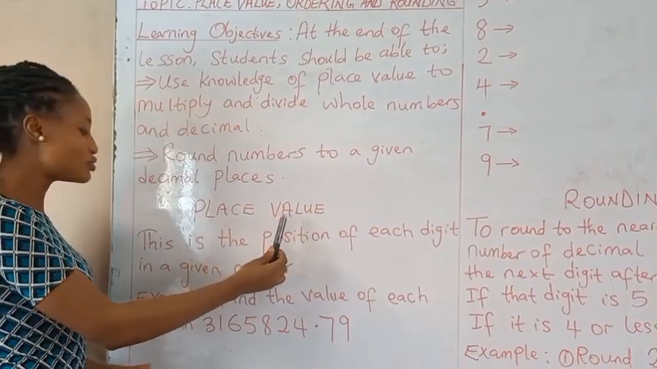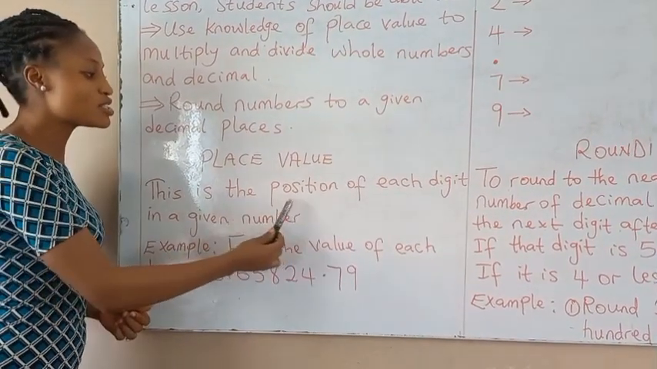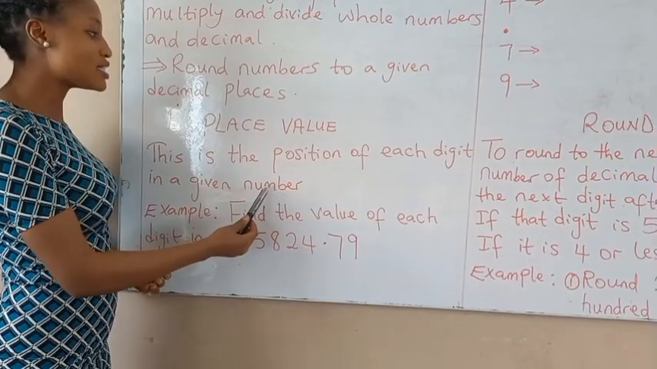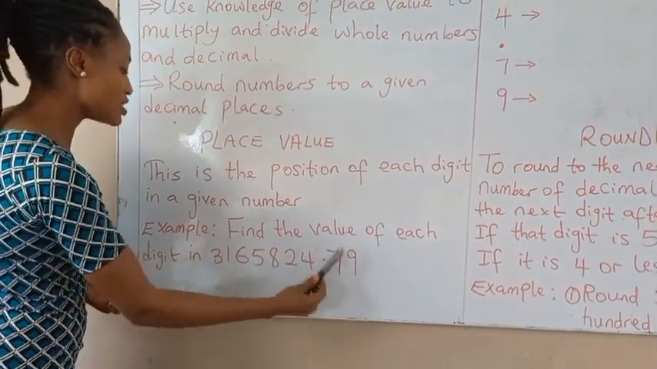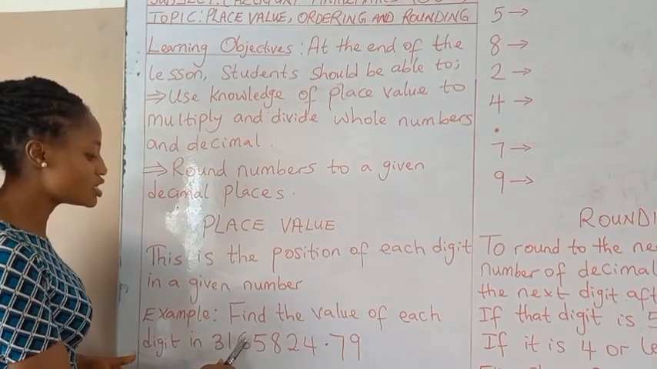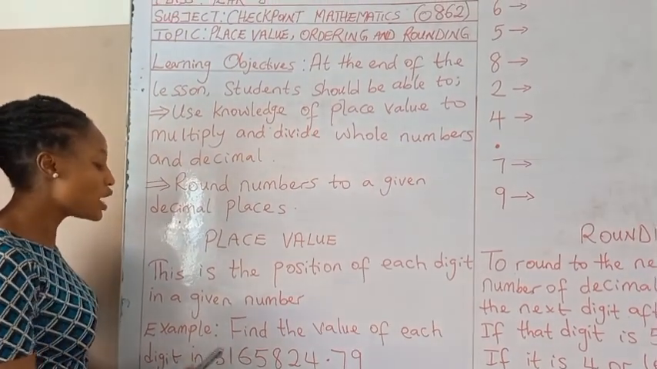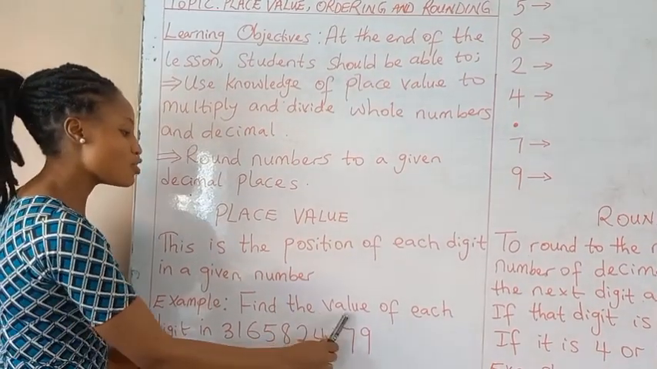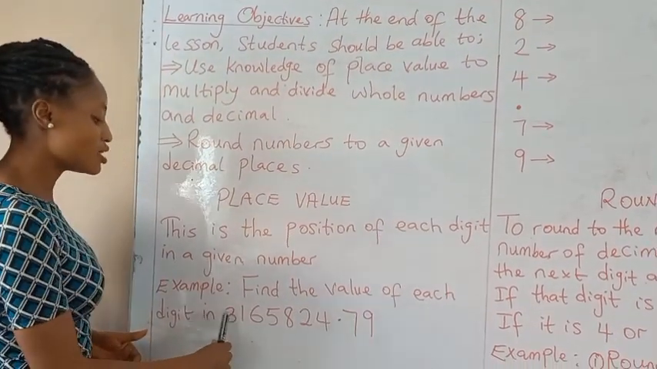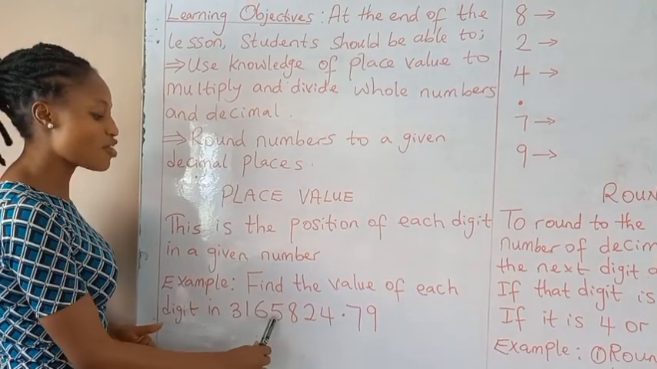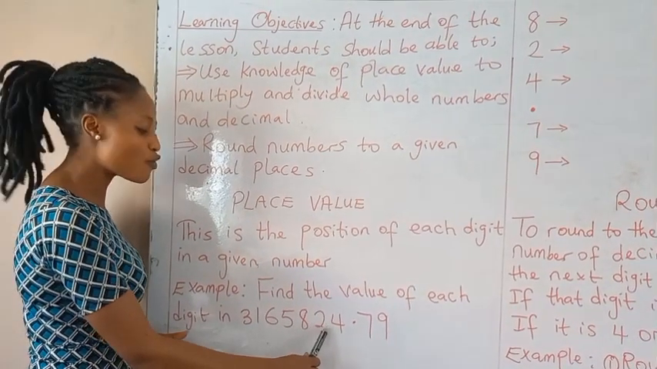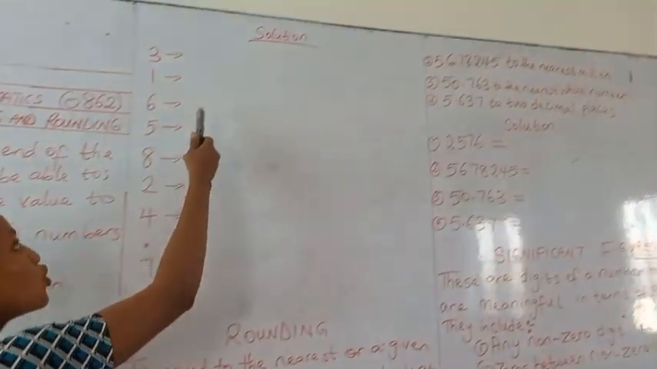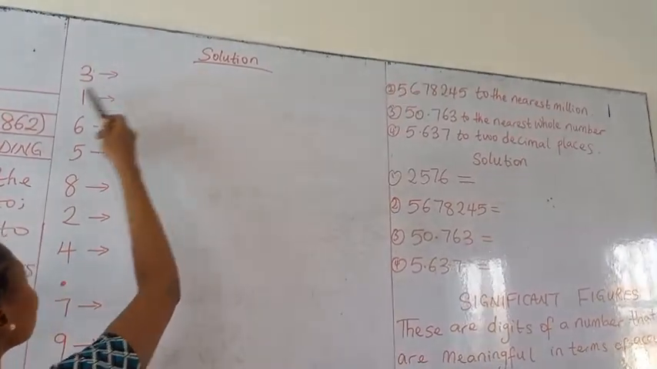Now, place value. This is the position of each digit in a given number. That is, when you have given numbers like this, the position of each of these digits is what we know as place value. Example, find the value of each digit in 316582.79. Let's go ahead to show the solution to this.